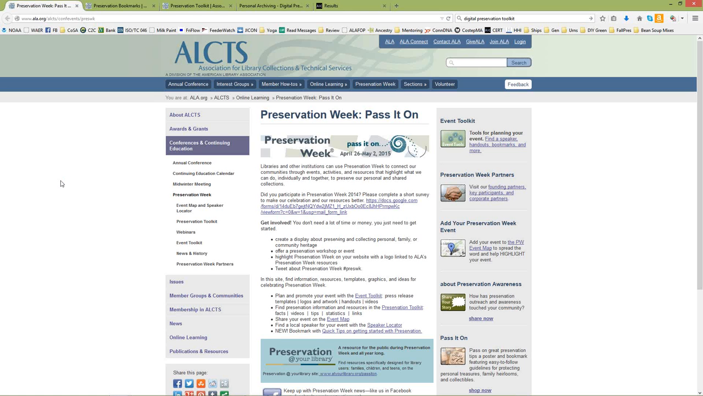But you can also think about, if you're not a member, you can always sign up for the Preservation Administrators Discussion Group. You do need to be an ALA member, I believe, to be on the listserv. But there is a listserv for preservation administrators.